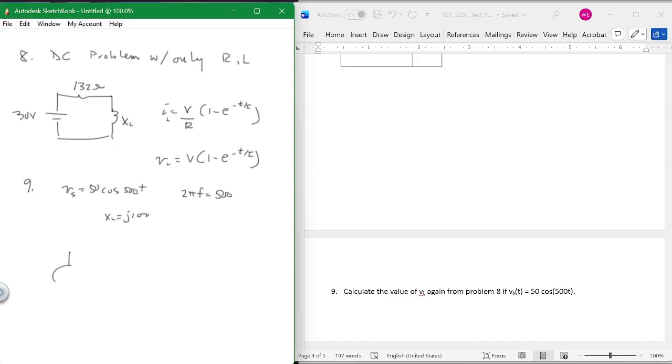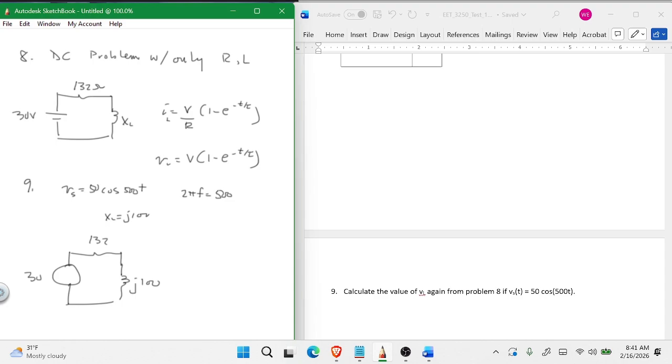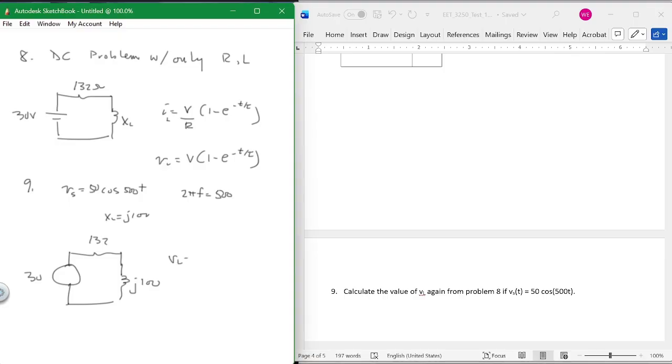So we've now got a 30 volt AC source and a 132 ohm resistor. That stays the same, but over here we have a j100. What is V sub L? V sub L is equal to voltage divider: j100 over j100 plus 132 times 30, or what? 18.11 at angle 52.85. And you're done. See how different these problems are? They're night and day different.